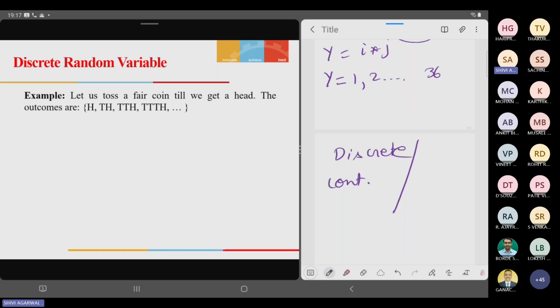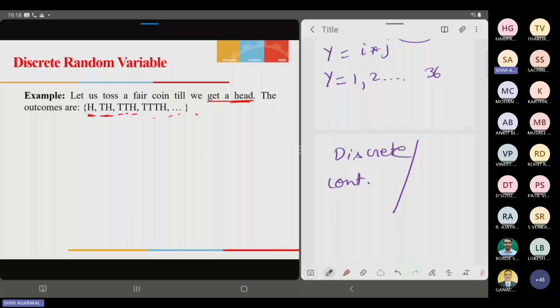So let us toss a fair coin till we get a head. We are tossing a coin many times. If we get a head the first time, okay. Otherwise first tail, then second head. Or first tail, second tail, and then head. We go up to infinite times and stop when it is a head. One type of example we have already done. Do you remember it?